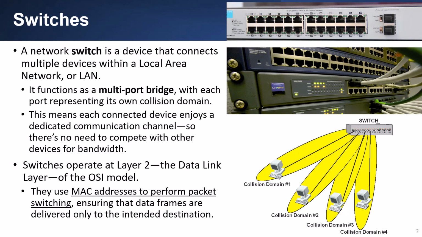As discussed in the last few videos on switches, a network switch is a device that connects multiple devices within a local area network or LAN. It functions as a multi-port bridge with each port representing its own collision domain. This means that each connected device enjoys a dedicated communication channel, so there's no need to compete with other devices for bandwidth. Switches operate at Layer 2, the data link layer of the OSI model. They use MAC addresses to perform packet switching, ensuring that data frames are delivered only to the intended destination.